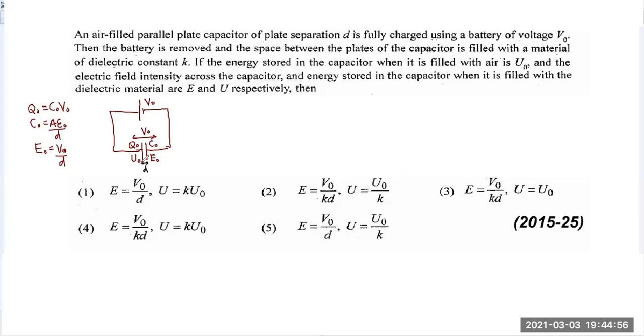And am I missing anything? No. I can use U naught. Now for U naught, you can write three equations. What are they? Half Q naught V naught, the energy stored. Half C naught V naught squared. And the other one, for V naught you can substitute Q over here. So Q naught squared over 2C naught.